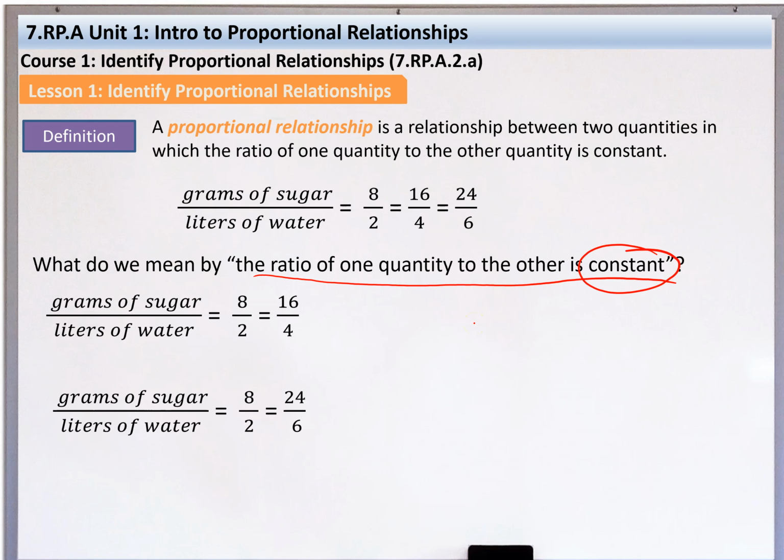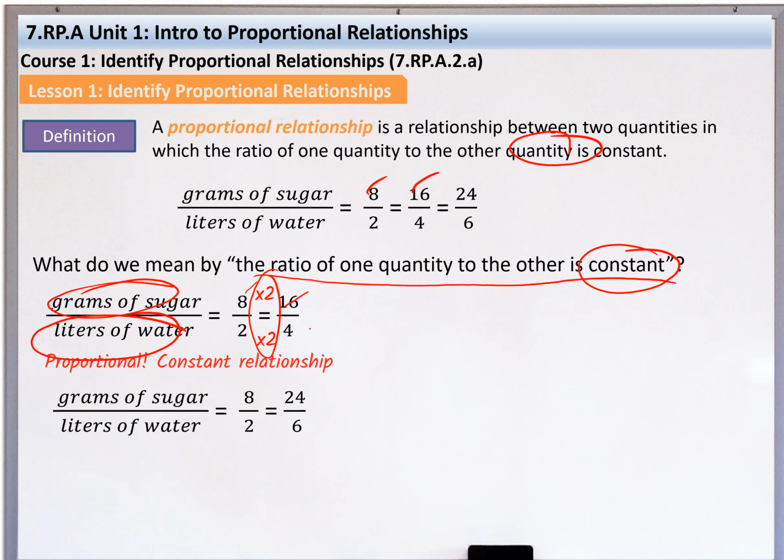Let's look at a few. We're comparing the quantities, grams of sugar and water. We have 8 to 2, 16 to 4. By constant, I mean I can multiply 8 times 2 and get 16, 2 times 2 and get 4. This number here is constant. They're proportional.